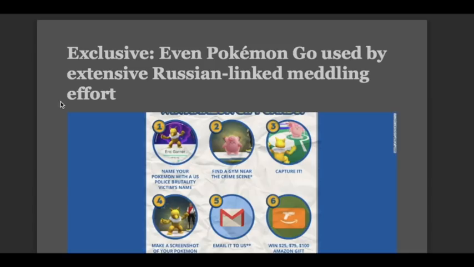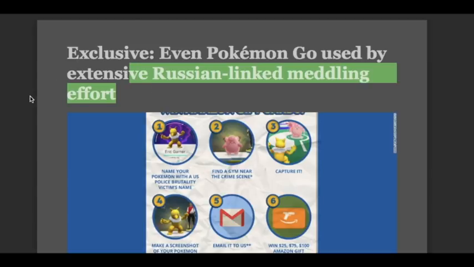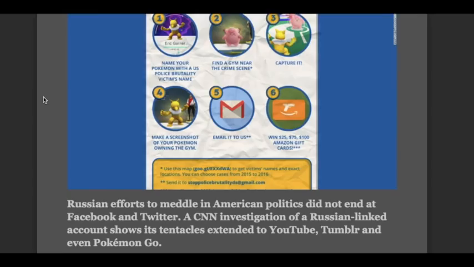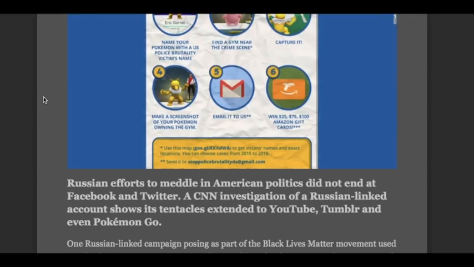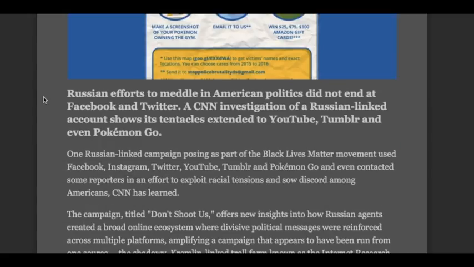It gets even goofier. Pokemon Go is being used by Russian-linked hackers. How in the fuck does Pokemon Go aid Russian hackers?